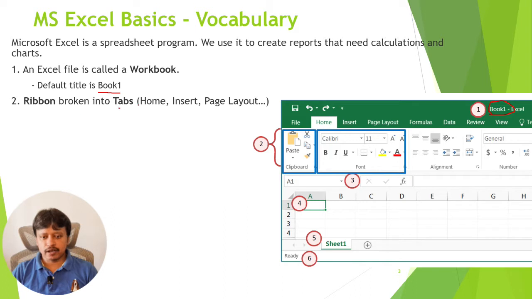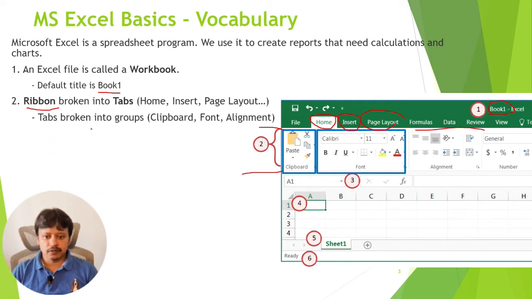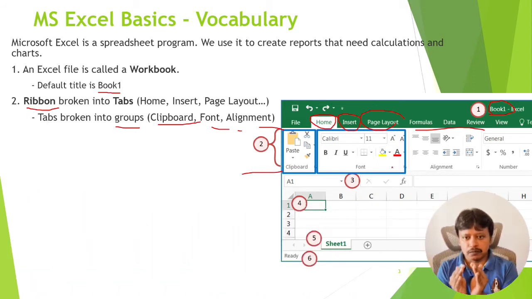Then we have the ribbon broken into tabs. The next part is the ribbon, this second part. From here to here, whatever we find here is the ribbon. That is divided into many tabs. Here you can see Home, Insert, Page Layout, and so on. Each tab is grouped into Clipboard, Font, Alignment, and so on. You can see the blue highlighted boxes. These are particular groups. I mean, similar kinds of tools are grouped together.